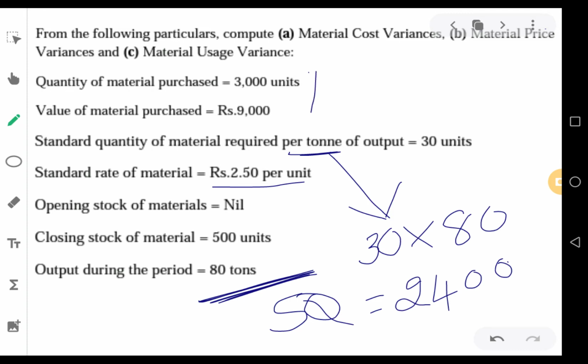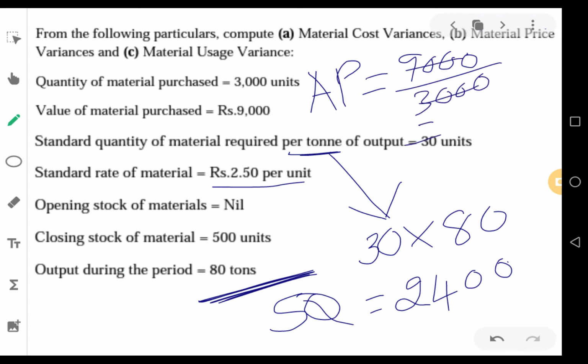The actual rate is also there, that is the actual price, because they have given the value of material purchased and the quantity of material purchased. If you divide that 9000 value of materials purchased by 3000 units, per unit should be 3 rupees. So you have actual price 3 rupees per unit, standard price 2.50 per unit, standard quantity 2400.